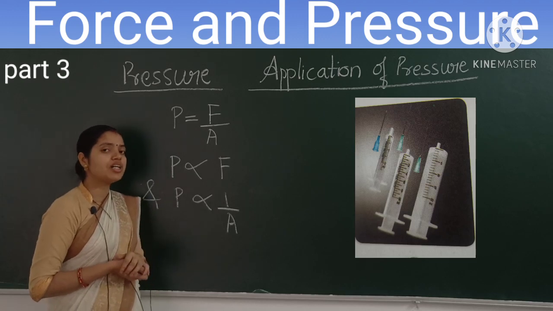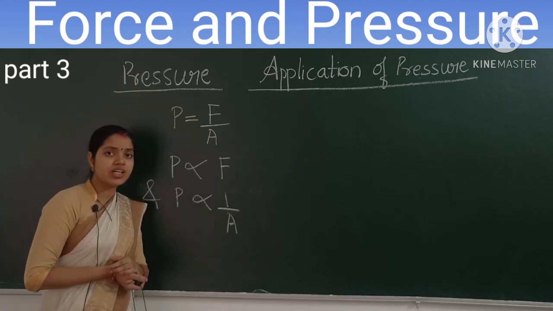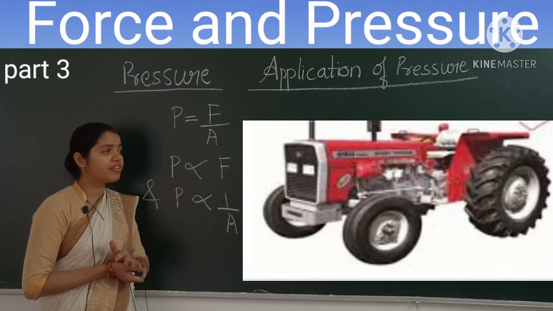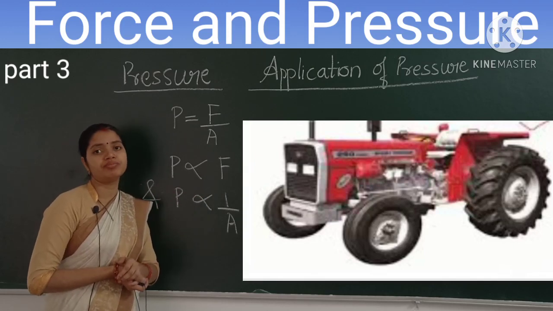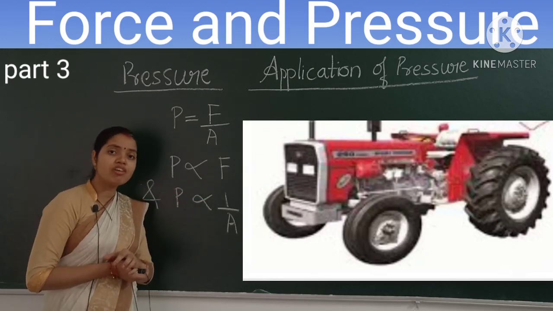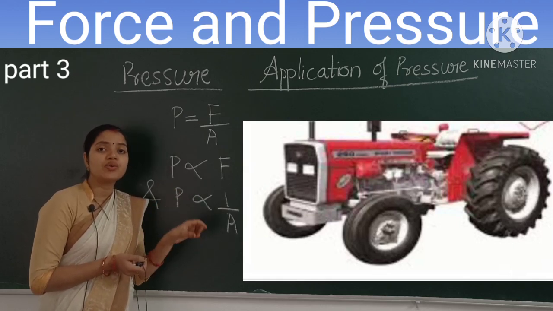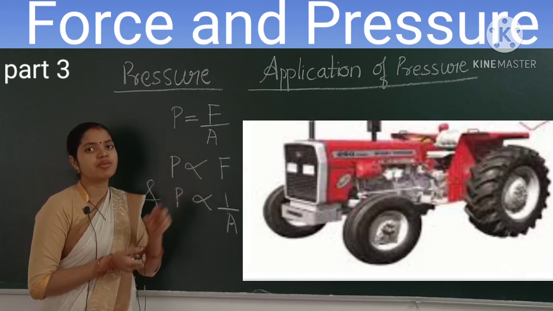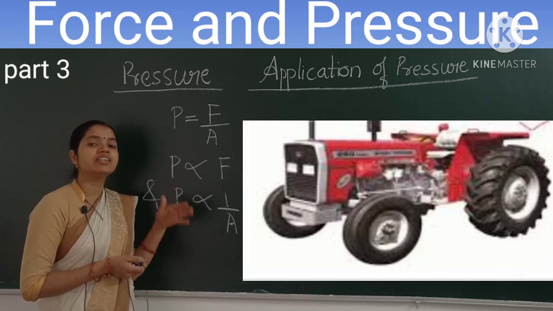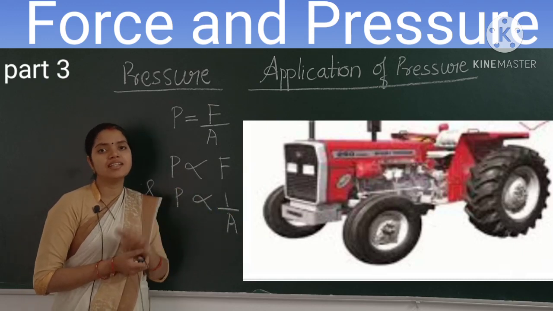Now come to the next application of pressure, the rear wheel of tractors made broader. Okay, the rear wheel of a tractor is made broader because the broad tire reduces pressure on the soil and because of this the tractors travel through the soil easily.